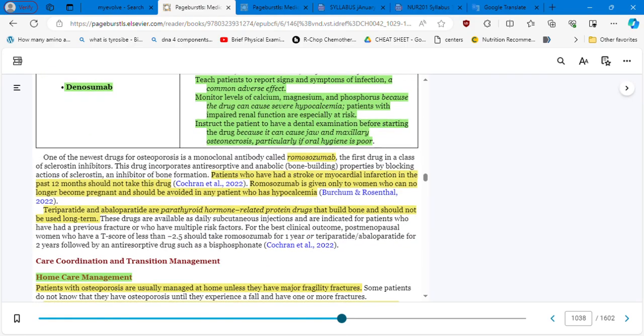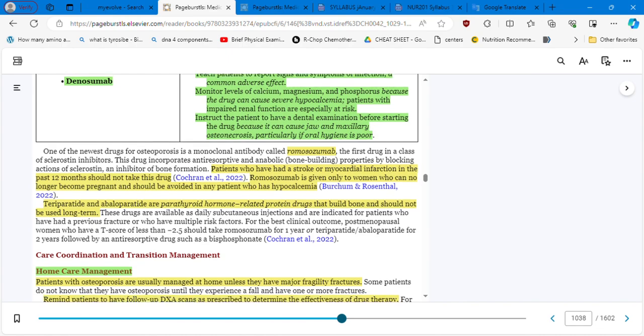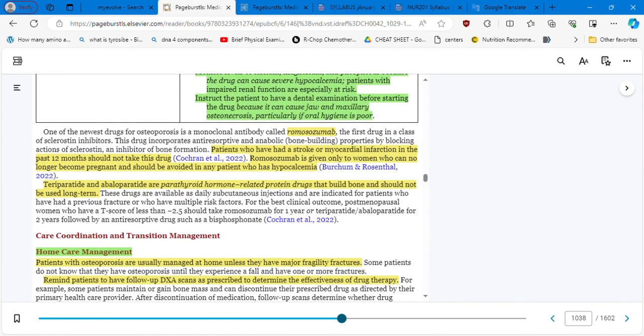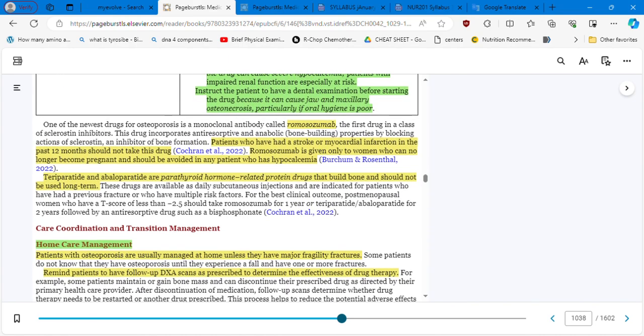Remember that musculoskeletal issues are causing a lot of expenses in healthcare systems. So we need to monitor this and we need to master these medications and all the interventions and patient education related to this. And there is another drug called romosozumab. I am just providing the information. I haven't worked with this.